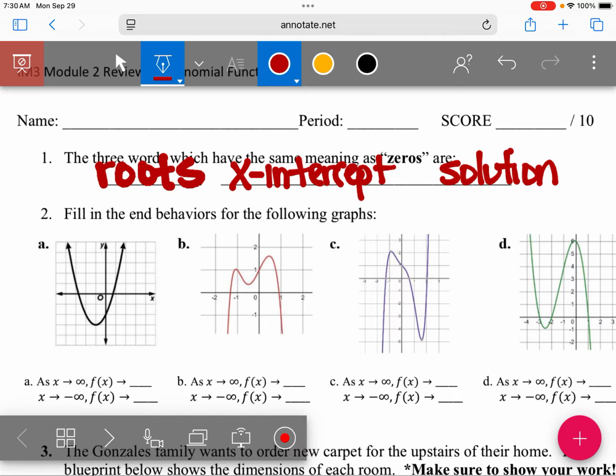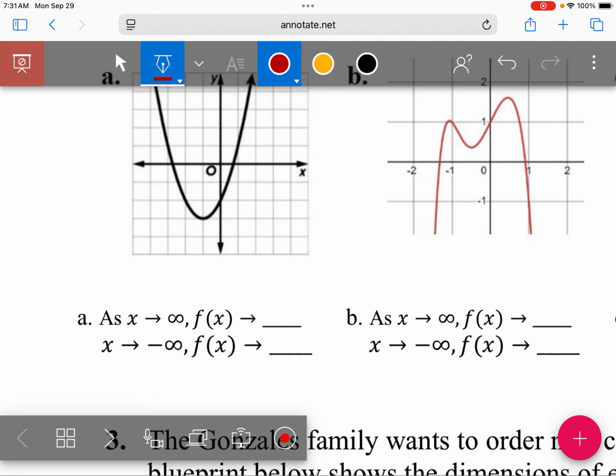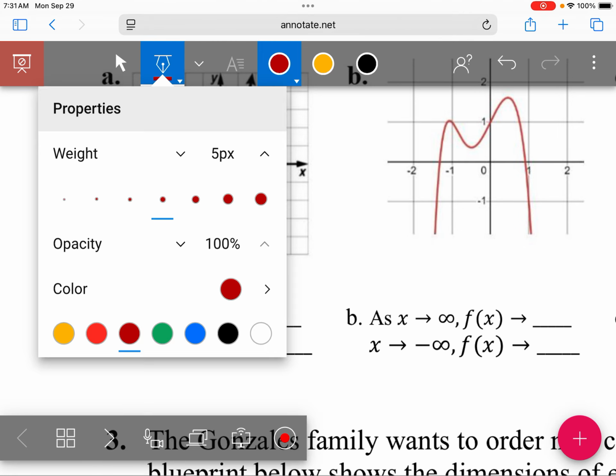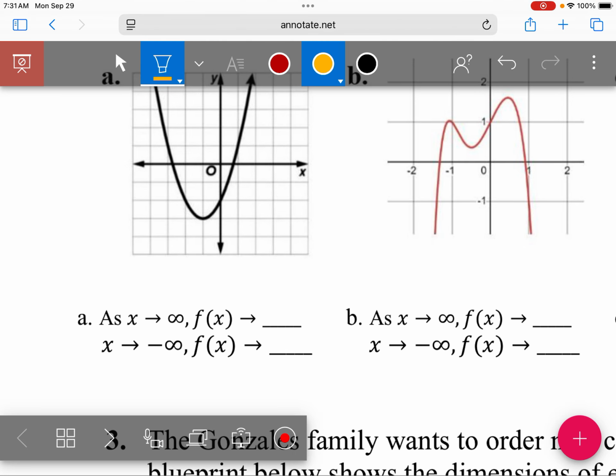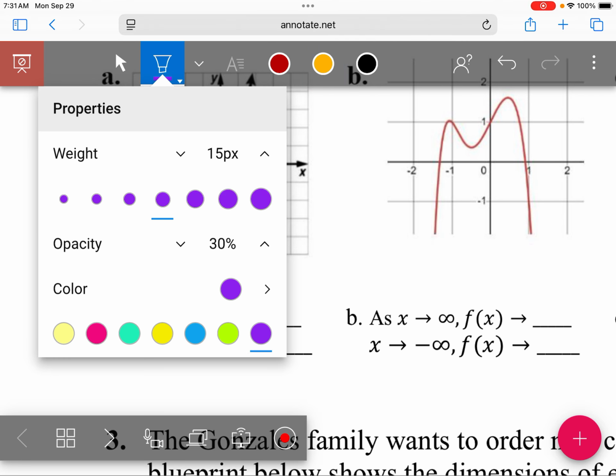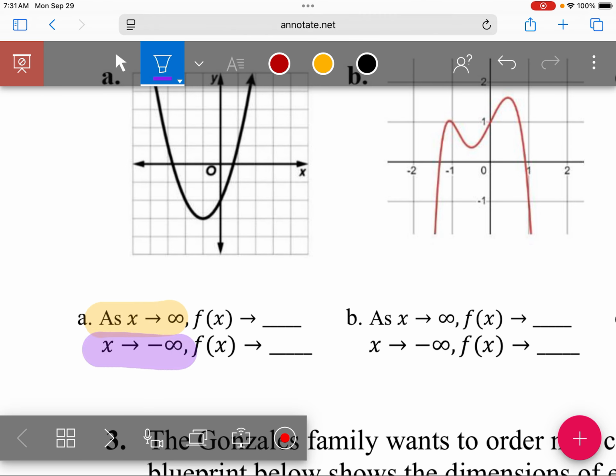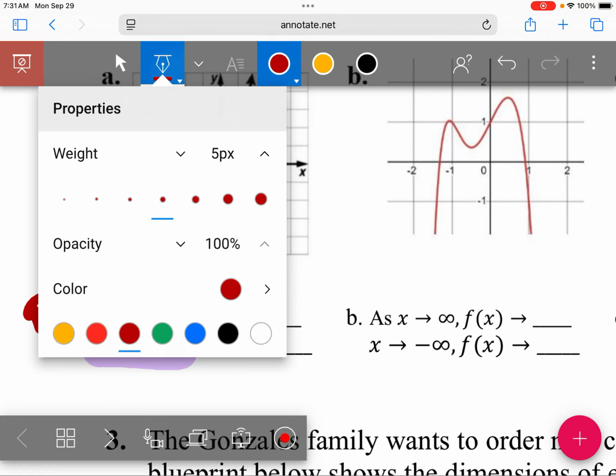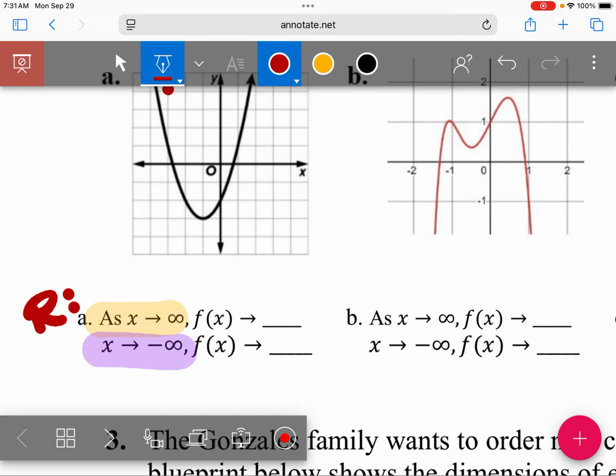Okay, so now let's look at our end behavior. Whenever you see that x approaches positive infinity, that means that's the right side. And x approaches negative infinity, that's the left side. So I'm not sure if it'll say it on the test, but just know if it says positive, that means the right arrow. If it says negative, that means the left arrow.